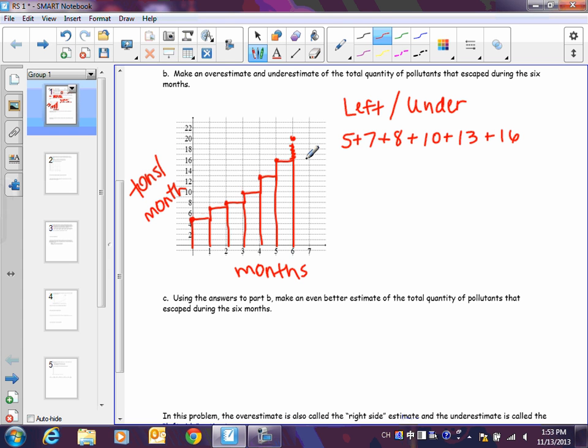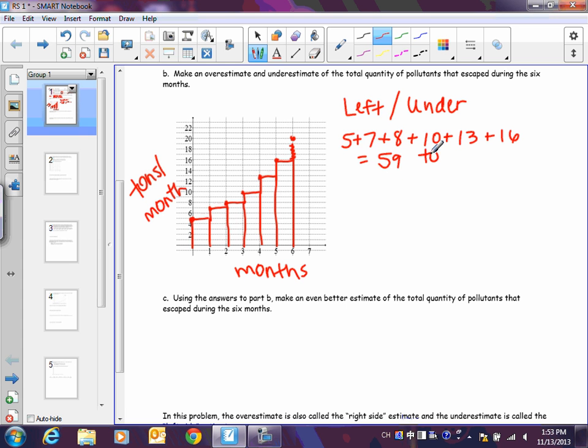Okay, how many numbers do I have? 6. That should line up with how many rectangles you have. Again, 1 less than the number of data points. So if you add all these up, what do you get? 60. Not quite. Feel free to use your calculators. 59. And what are my units here?